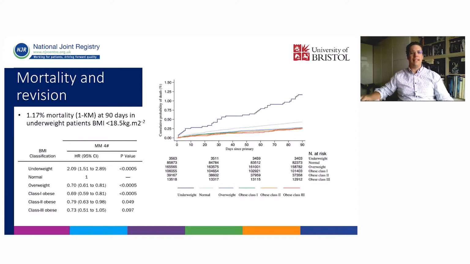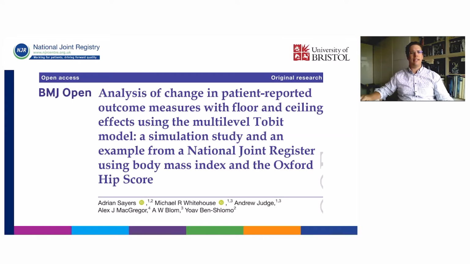In terms of mortality, the story is different. Obesity is protective at 90 days, and underweight patients are at substantially increased risk compared to their overweight and obese counterparts. Over 100% increased risk following adjustment. Therefore, being obese is a risk in terms of revision, but protective in terms of mortality. Now on to the second paper.